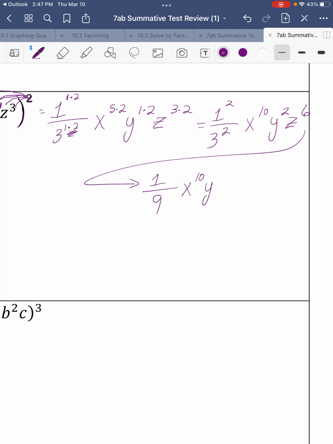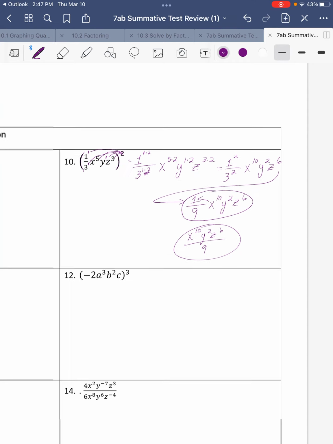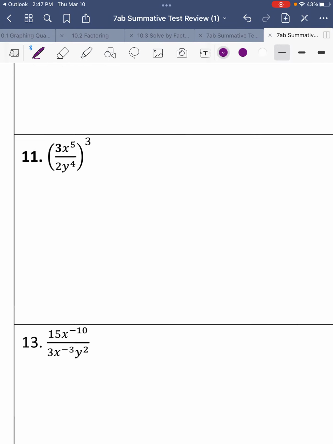Be careful with those, that you are raising it to a power. So you know the difference between raising it to a power and multiplication. So that's 1/9. You could multiply up to the numerator, so you could have x to the 10th, y squared, z to the 6th over just 9. That's even more simplified, kind of combining the two.